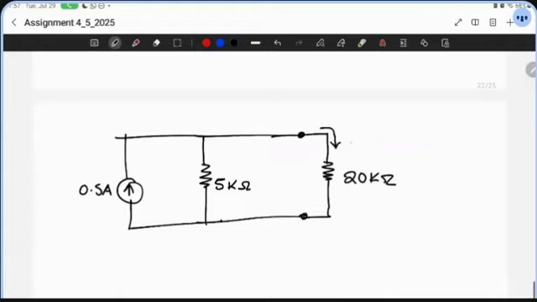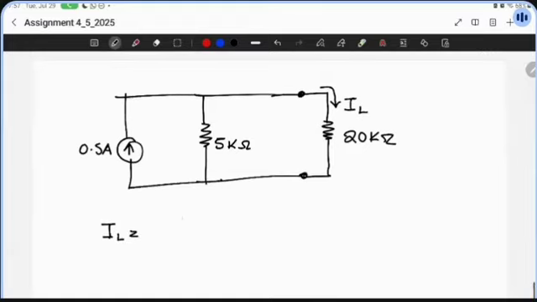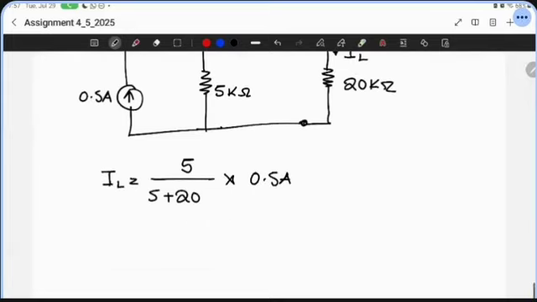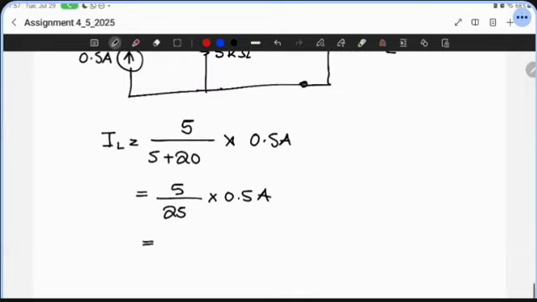So we're finding current here. So we can use Kirchhoff's current law. Oh, no, not Kirchhoff's current law, current division. Load current will be the other resistor, which is that 5 kilo over 5 kilo plus 20, multiplying the current they are sharing, which is 0.5 amps. So this will be 5 over 25 by 0.5. So this will just be 0.5 over 5 or 0.1 amps. So that is going to be the load current.